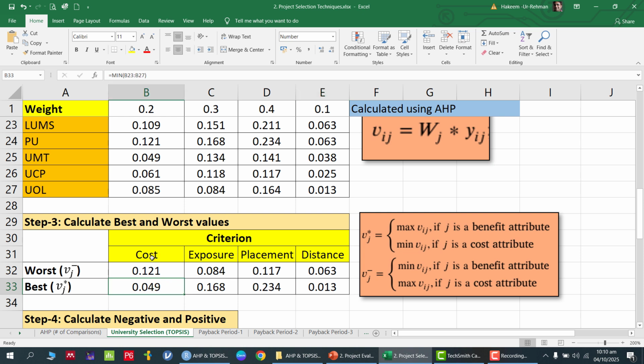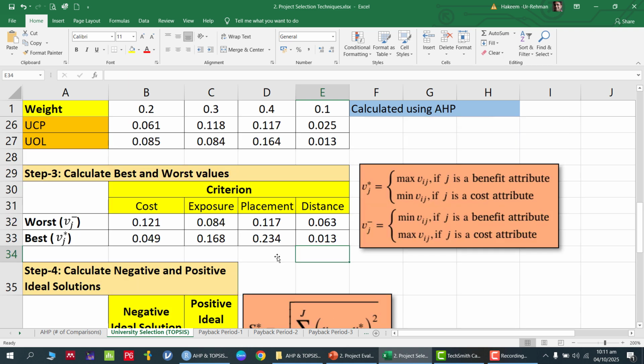The cost is smaller, so the smaller is the best one. So that's why we are using the minimum from this weighted normalized matrix. Against exposure, the maximum is the best one. For placement, the maximum is the best one. And for distance, the minimum is the best one. Okay. So once we have calculated this best and worst, as the literature is also saying, the maximum Vij means we are considering it as the best alternative or the best value. So that is called a benefit criteria, whereas in a cost criteria, we are going to use the minimum value.